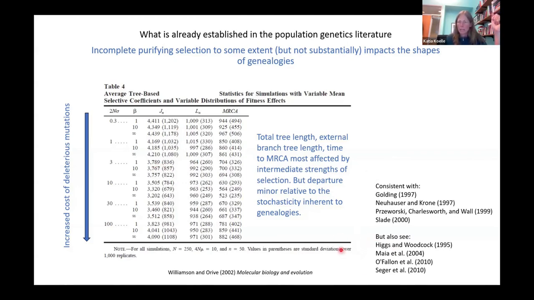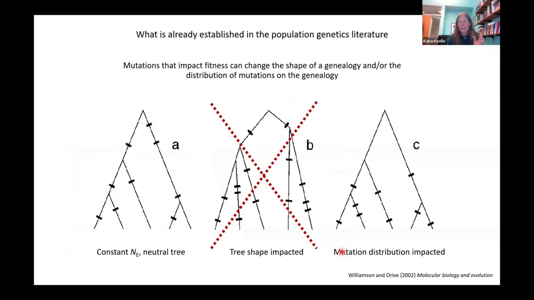And then there are other papers that especially talk about asymmetries of trees and so forth. Generally, from this literature, and maybe it's too strong of a conclusion, the shape of the genealogy is somewhat impacted by incomplete purifying selection, but not to a huge extent, right? So maybe we can ignore that.